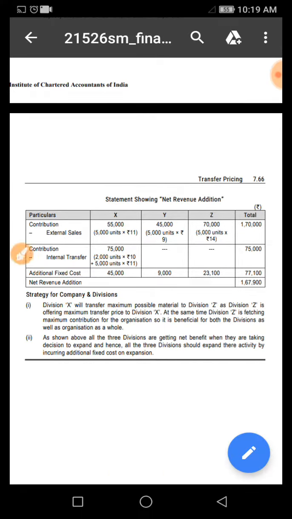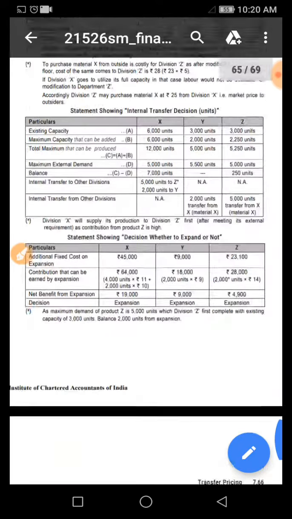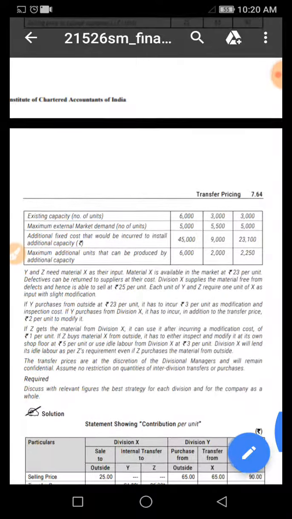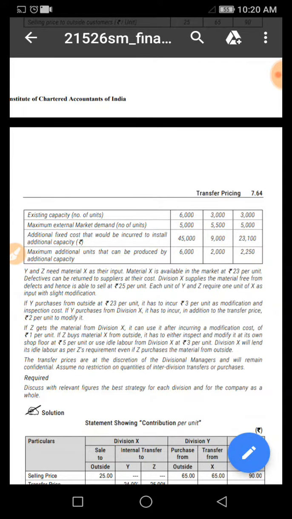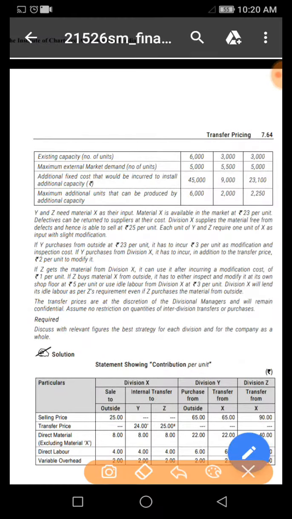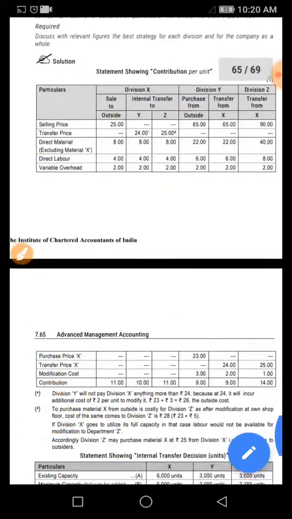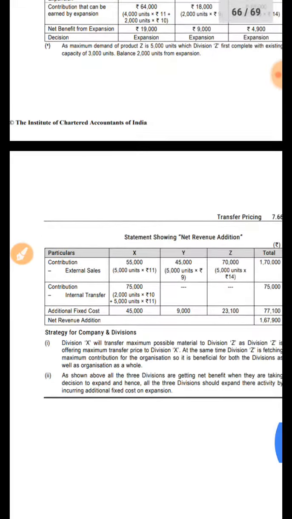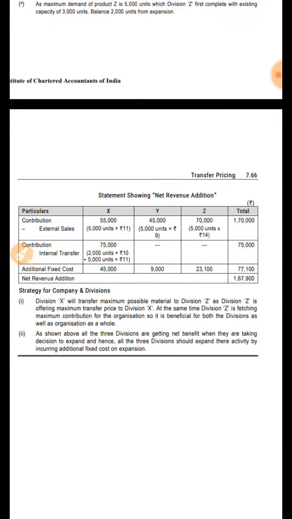Now additional fixed cost, how much we spent? 45, 9,000, 23,100. This 45,000, 9,000, 23,100. This one, okay. So if you deduct that additional fixed cost, you will see that you will get a net revenue addition 1,67,900.